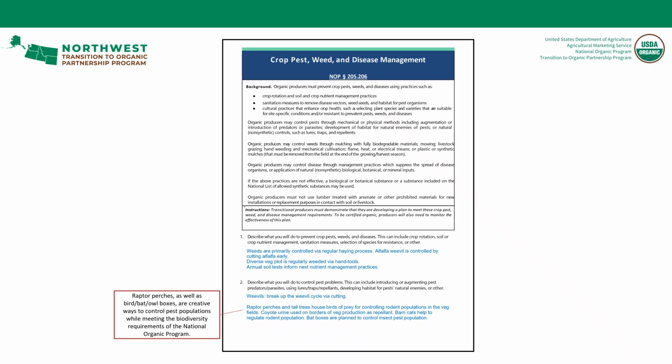You could implement raptor perches, owl boxes, or bat boxes, which would also meet requirements for improving wildlife habitat and biodiversity. You can plan on frequent crop rotations to break pest life cycles, or intercrop with plants that repel pests, like fragrant herbs or flowers. You can also select varieties to grow that are resistant to the types of pests you see regularly. There are a number of ways that different operations can address pest problems in compliance with the organic regulations.